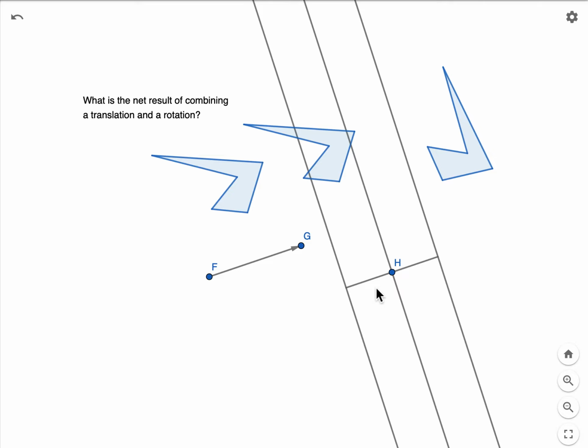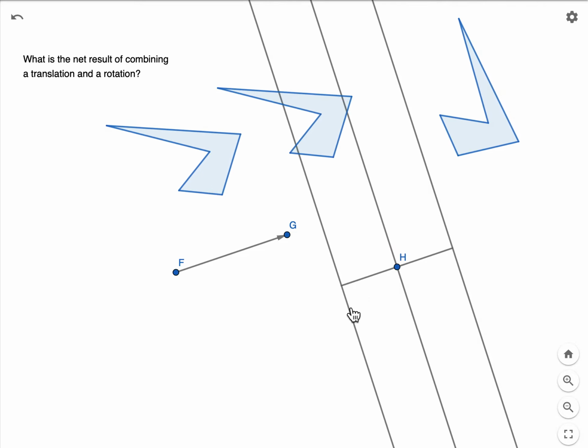Now what's interesting about these perpendicular lines is that points on this left line always move to corresponding points on this right line by means of the vector FG, because these lines are constructed at basically the endpoints of this segment, which is a match for FG. So every point along this line by design moves to a corresponding point along that line by the translation. So, okay, big deal. Now we know that we have a 60-degree rotation around the center H.